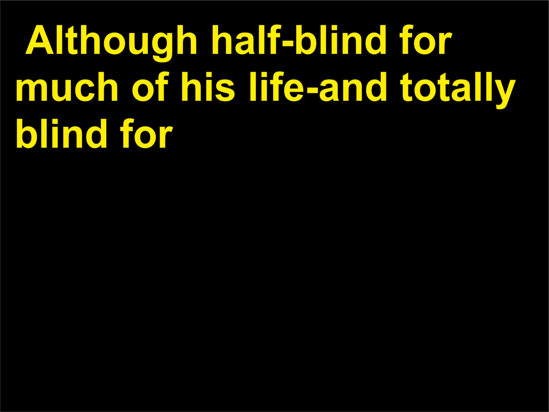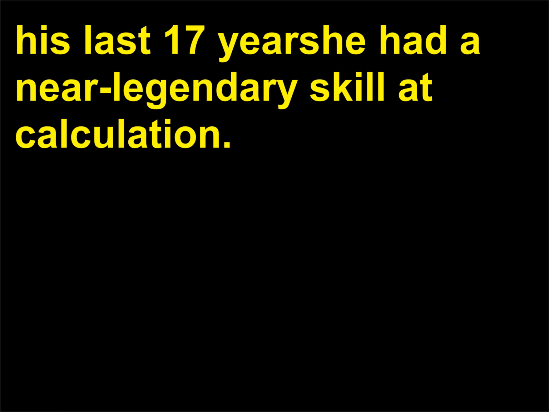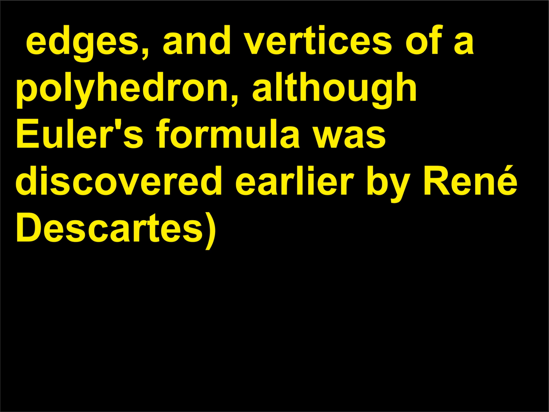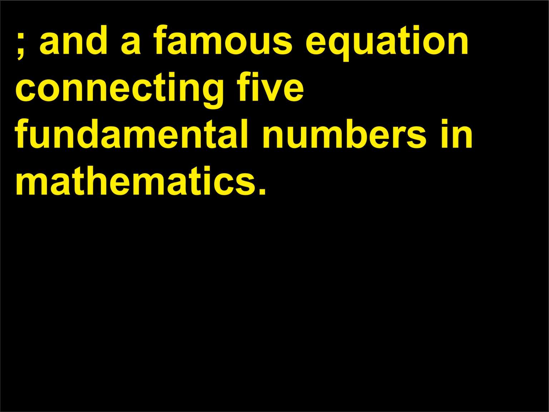Although half-blind for much of his life and totally blind for his last 17 years, he had a near-legendary skill at calculation. Among his discoveries are the differential equation named for him, a formula relating the number of faces, edges, and vertices of a polyhedron, although Euler's formula was discovered earlier by René Descartes, and a famous equation connecting 5 fundamental numbers in mathematics.